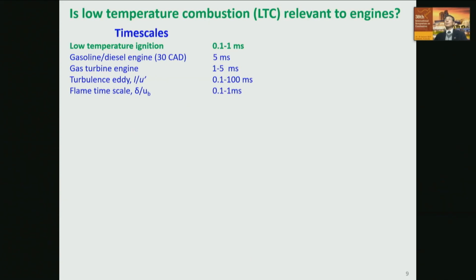So let's think about it from the time scale first. Low temperature combustion means going from low temperature ignition to high temperature ignition. The time scale for low temperature combustion ignition is between 0.1 and 1 millisecond, which is equivalent to the time scale of the engine power stroke of diesel and gasoline engines, and also to the flame burning time.